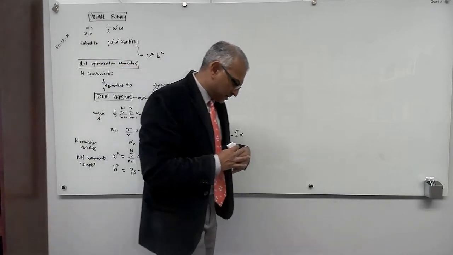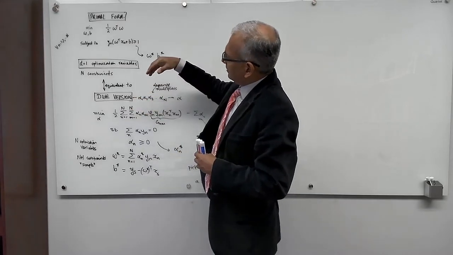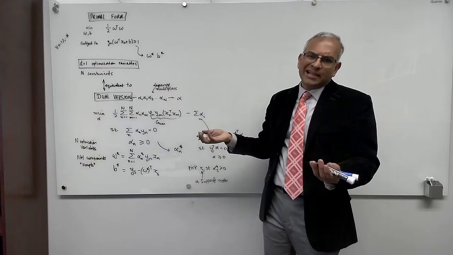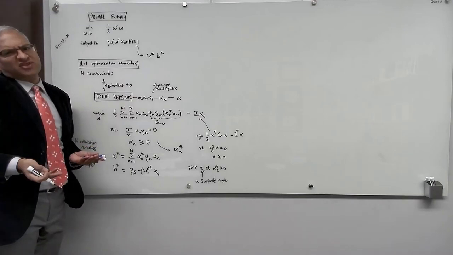Okay, so now let's get back to both the primal and the dual version, and let's see what happens when you solve the primal or the dual version. How do you classify? What's your final classifier? In the primal version, the final classifier is very easy.